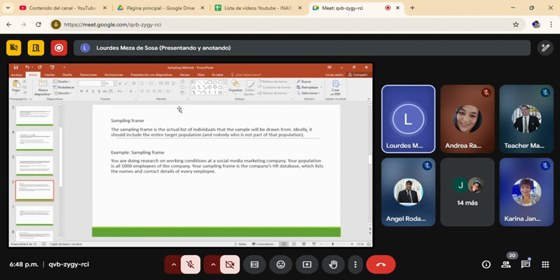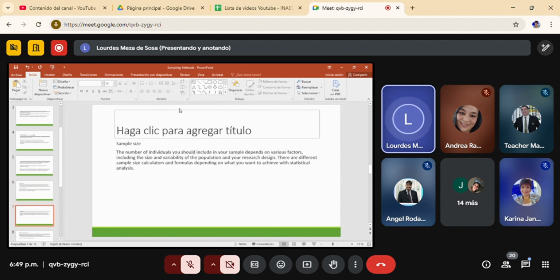That's your frame. Okay. However, your sample size will depend, right? The number of individuals you should include in your sample depends on various factors, including the size and variability of the population and your research design. There are different sample size calculators and formulas depending on what you want to achieve with a statistical analysis.